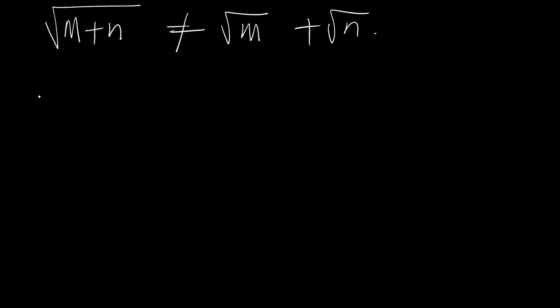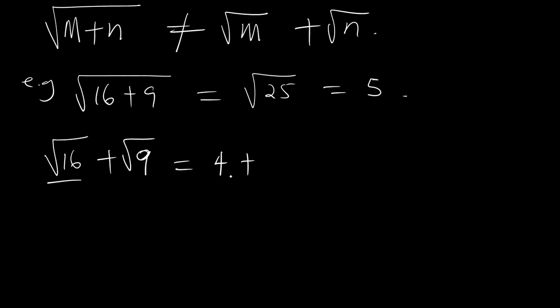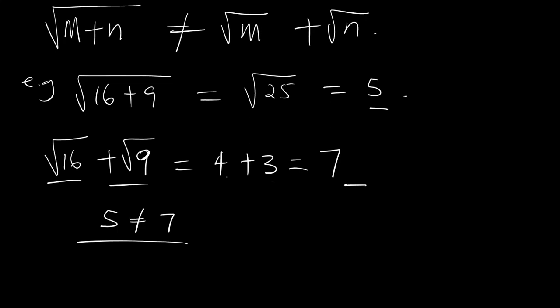Now let's look at an example. The square root of 16 plus 9 is equal to the square root of what? 25, which is equal to 5. Now the square root of 16 plus the square root of 9. Square root of 16 is 4, plus the square root of 9 is what? 3. So 4 plus 3 is what? 7. So you see, 5 is not equal to what? 7. So the left hand side is not equal to the right hand side.